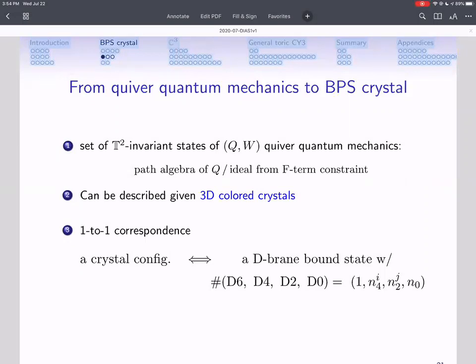So it turns out there's some derivation here, so that in the end, you can see that it's given by certain three-dimensional crystals whose atoms have different colors, and each color corresponds to each gauge group in your quiver quantum mechanics. So there's a one-to-one correspondence between a particular quiver configuration and a particular D-brane bound state. Here, in most parts of my talk, there's no D4 brane.